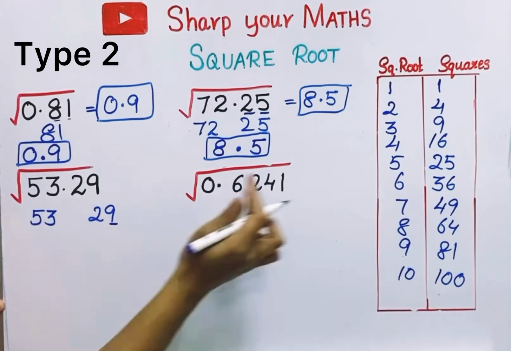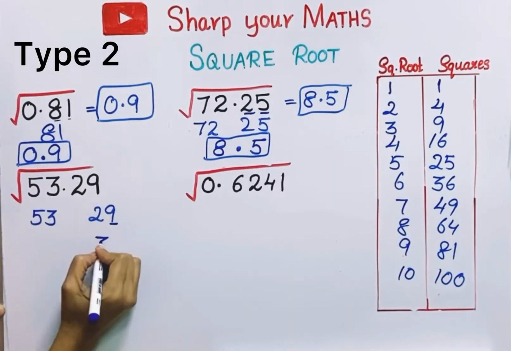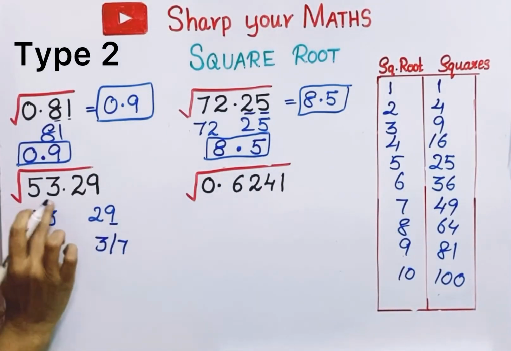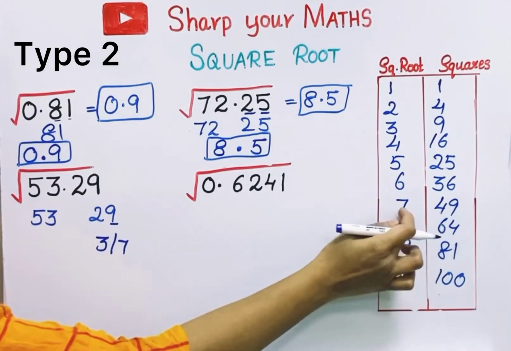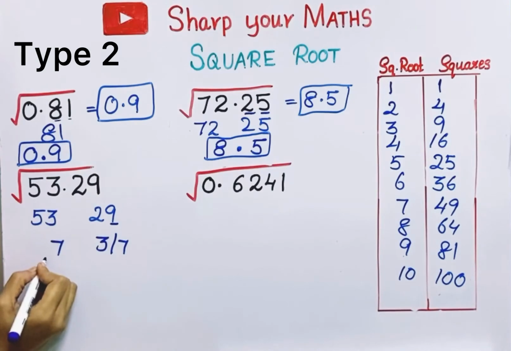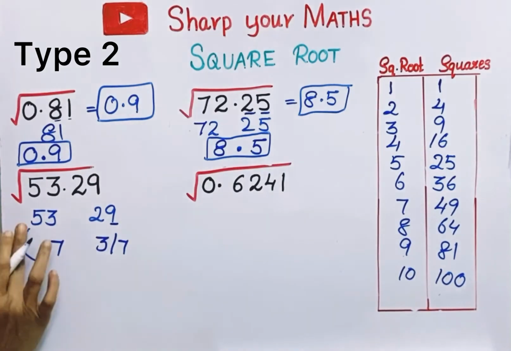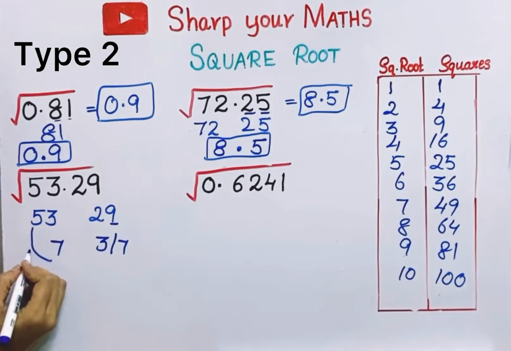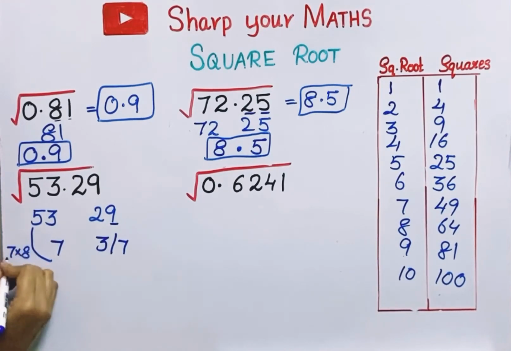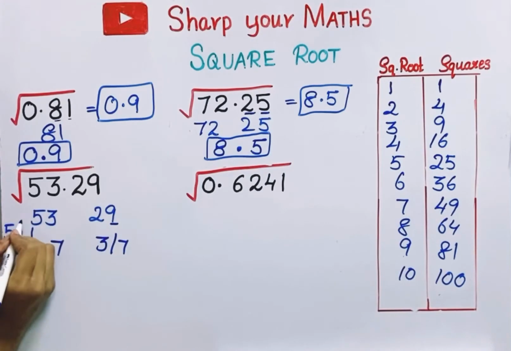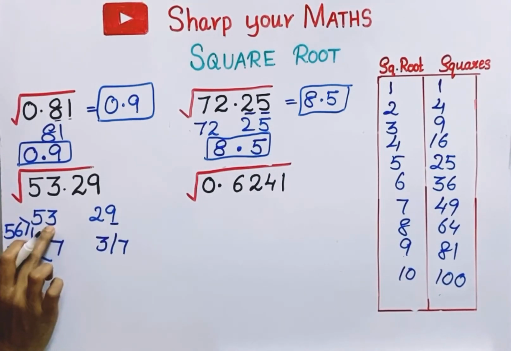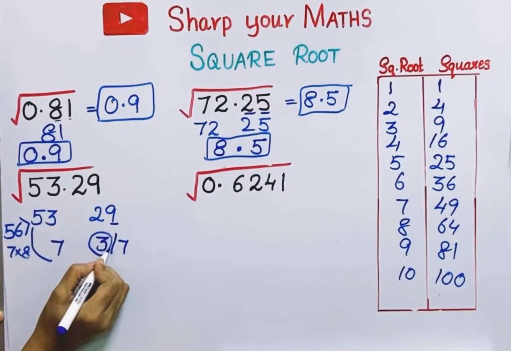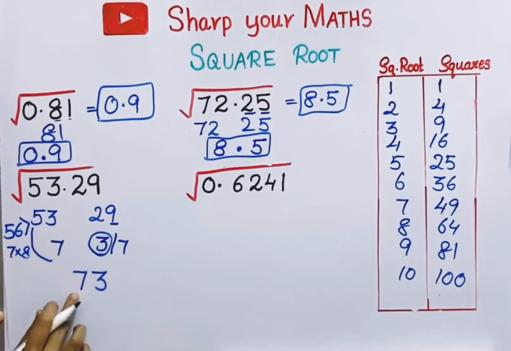It ends with 9, so its square root can be 3 or 7. Then take this 53. 53 is close to the square 49. Take its square root, 7. Next step, take the 7 and multiply with the next number. So 7 into 8, which is 56. Compare 56 and 53. Which is bigger? 56 is bigger, and the number in the group is smaller. If this is smaller, then we have to take the smaller number. So 7, 3. We have identified 7, 3.